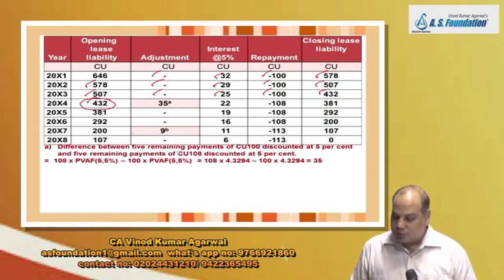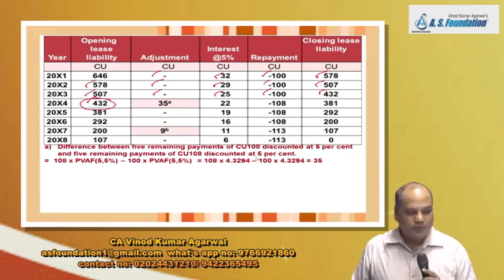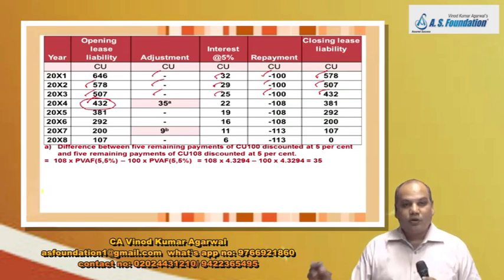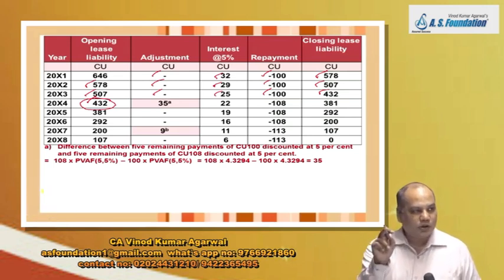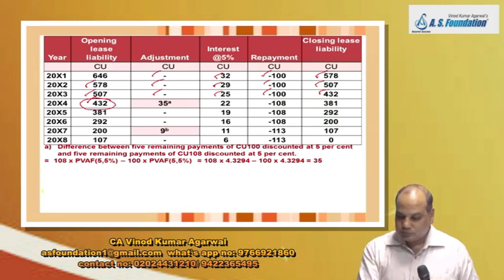That is the difference between 5 remaining payments of currency unit 100 discounted at 5% and 5 remaining payments of currency unit 108 discounted at 5%. I will explain this point because in the exam the student has to perform this calculation.